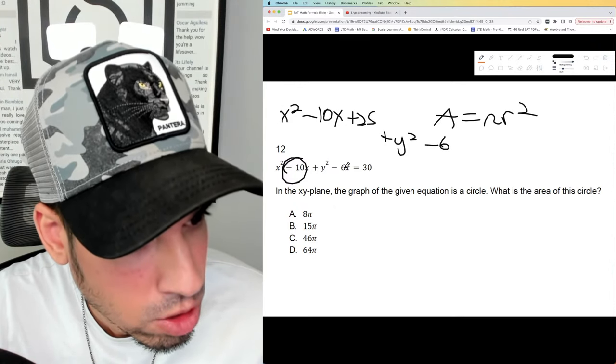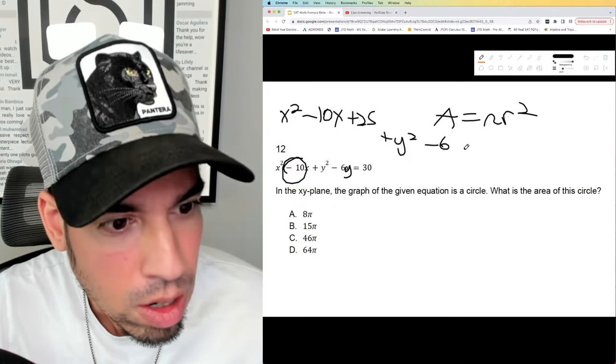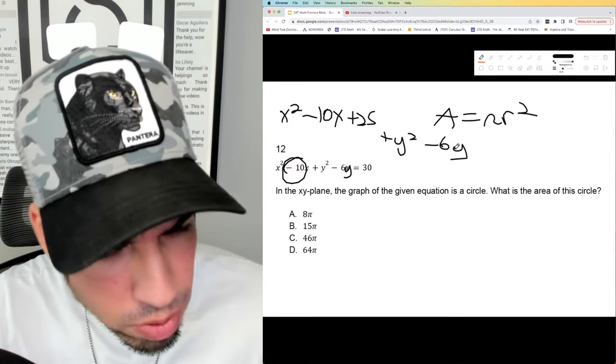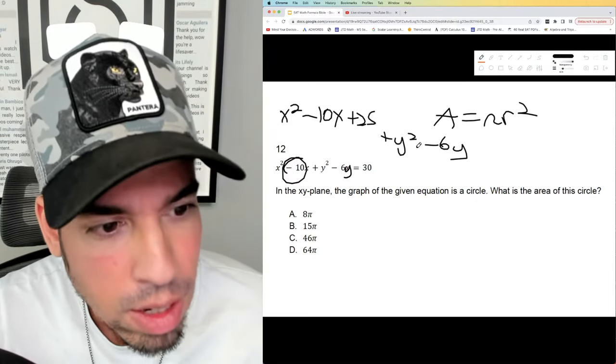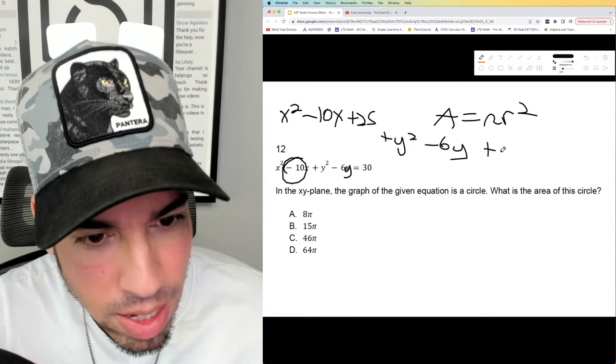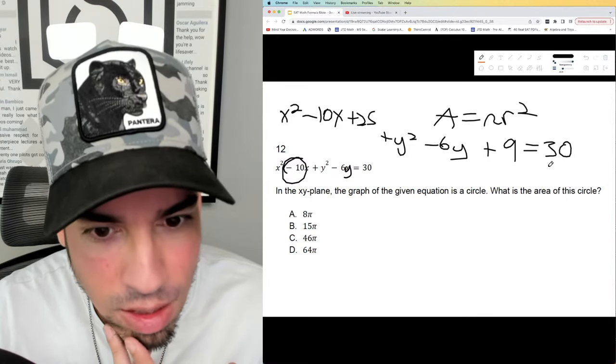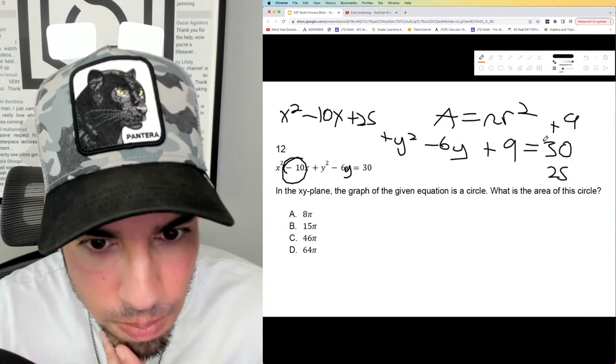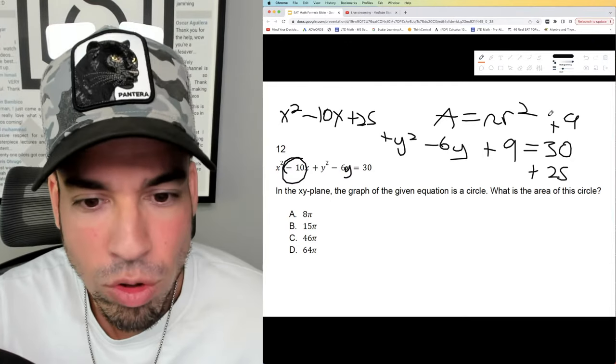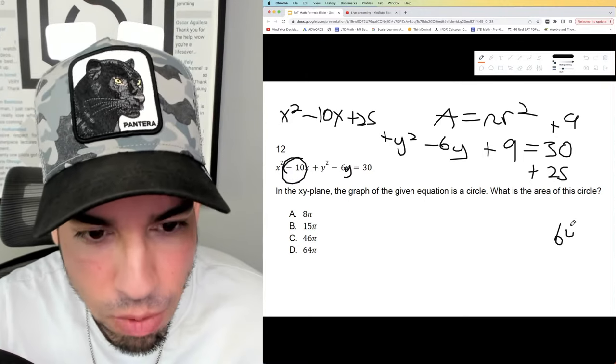Oh, I think this is meant to be a y. I think that's a typo. That's my recollection too from the other version. Okay, so then minus 6y, and then half of that, which is negative 3 squared, is 9, and then that equals 30, but then you have to add the 25 and the 9 as well. So when you do that, you get 64 on that side.